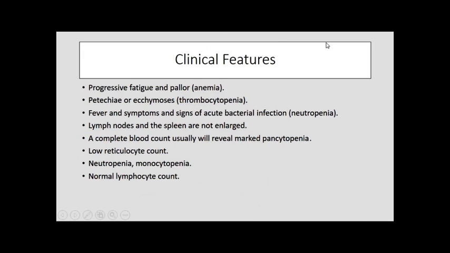These people are going to present with progressive fatigue and pallor. Remember all of the characteristics of the failure of the three lines of blood cells: characteristics of anemia, and bleeding as a result of the low level of platelets.